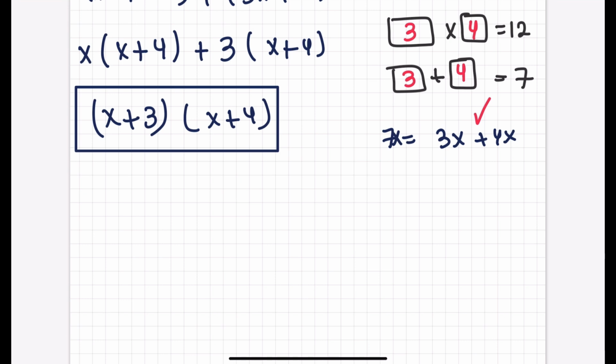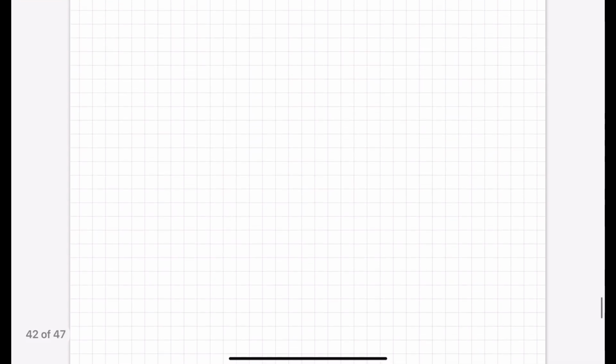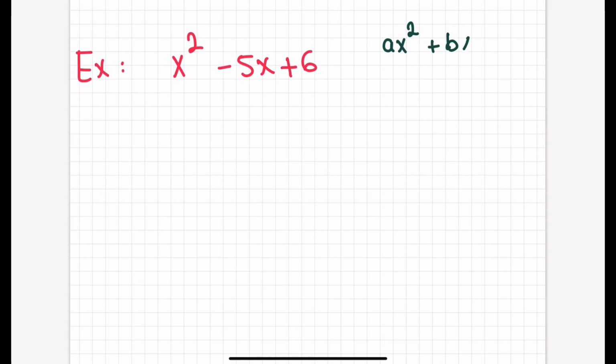So let me give you more examples. The next example would be this one. Let's use a negative number. Not all the time can numbers be positive. x squared minus 5x plus 6. So keep in mind, I'm just gonna write down the actual format, ax squared plus bx plus c. In this scenario, always pay attention to the signs.